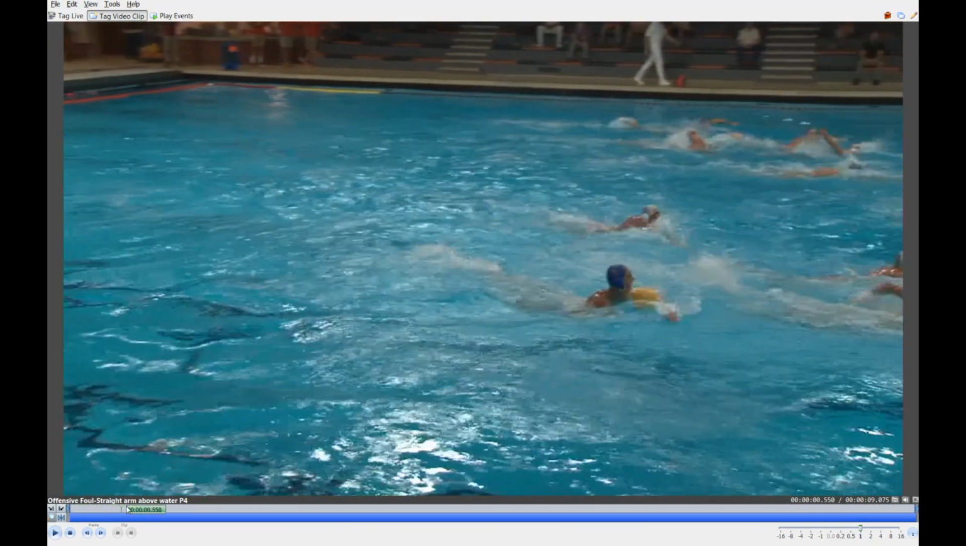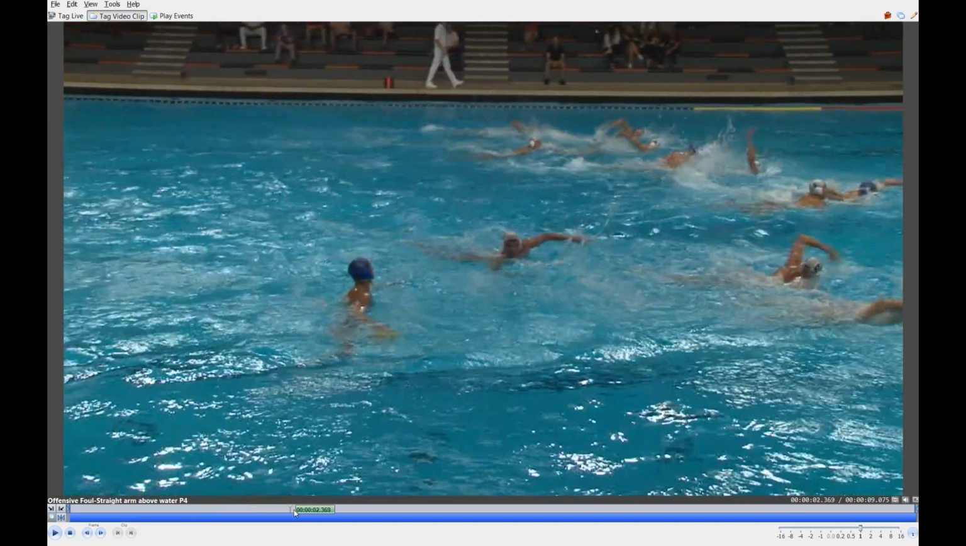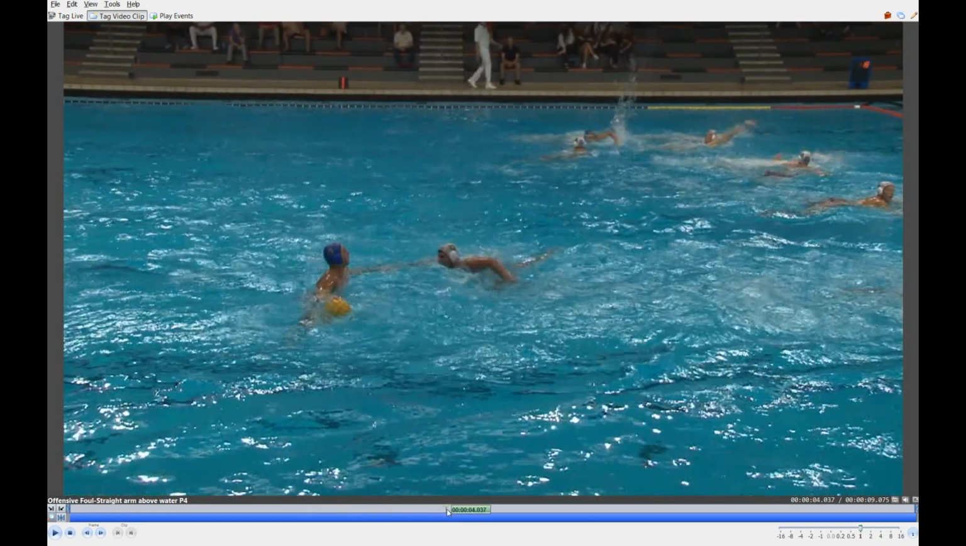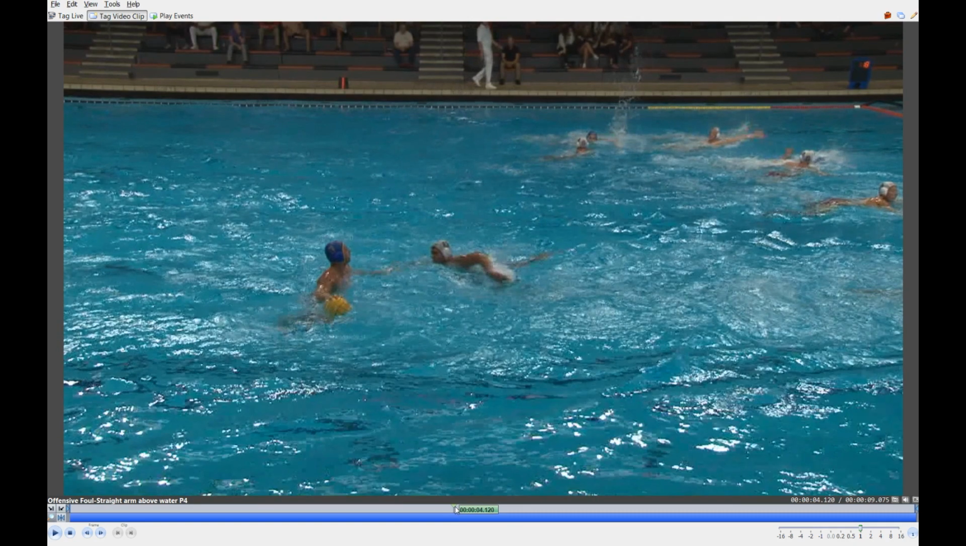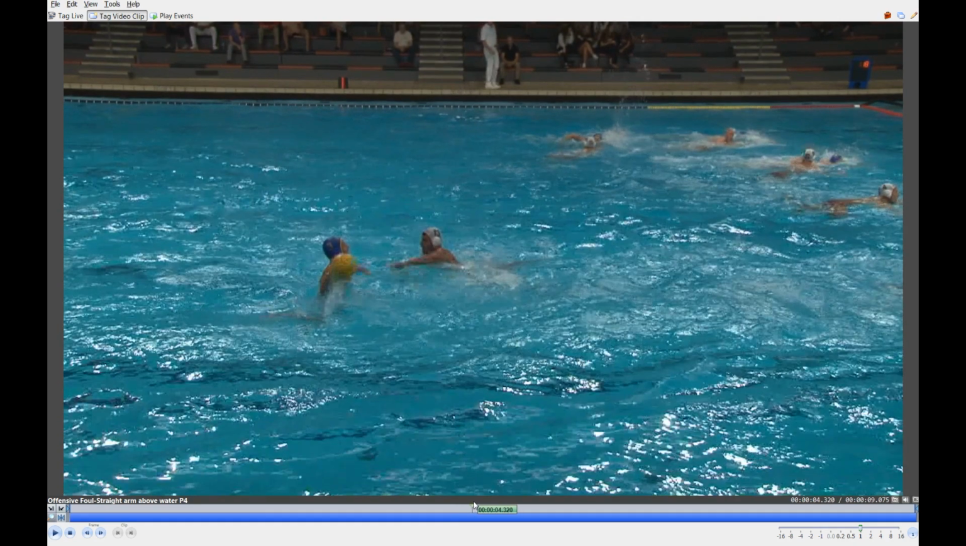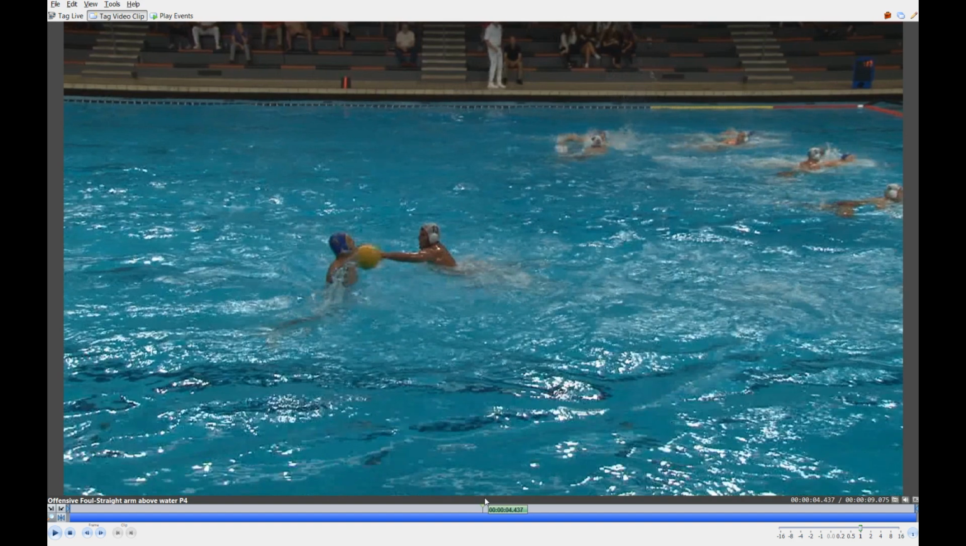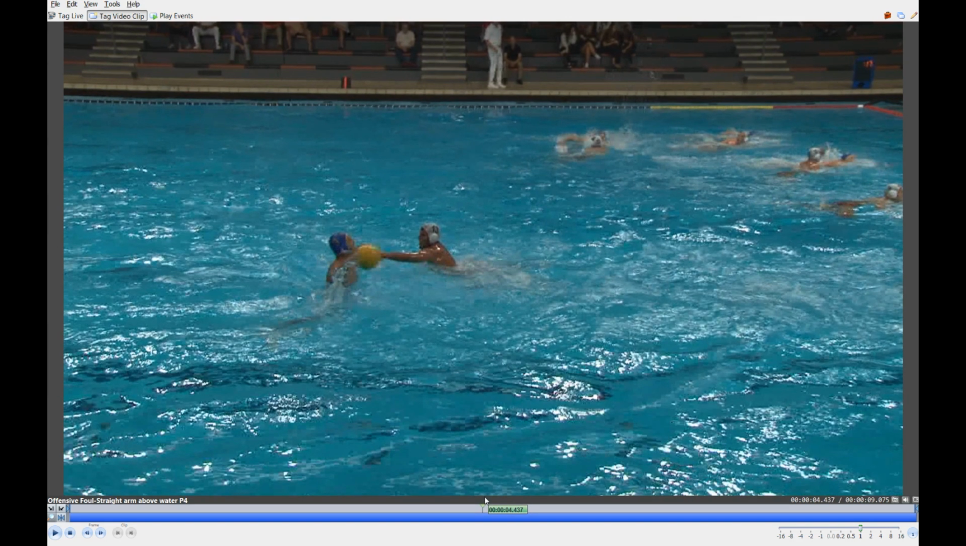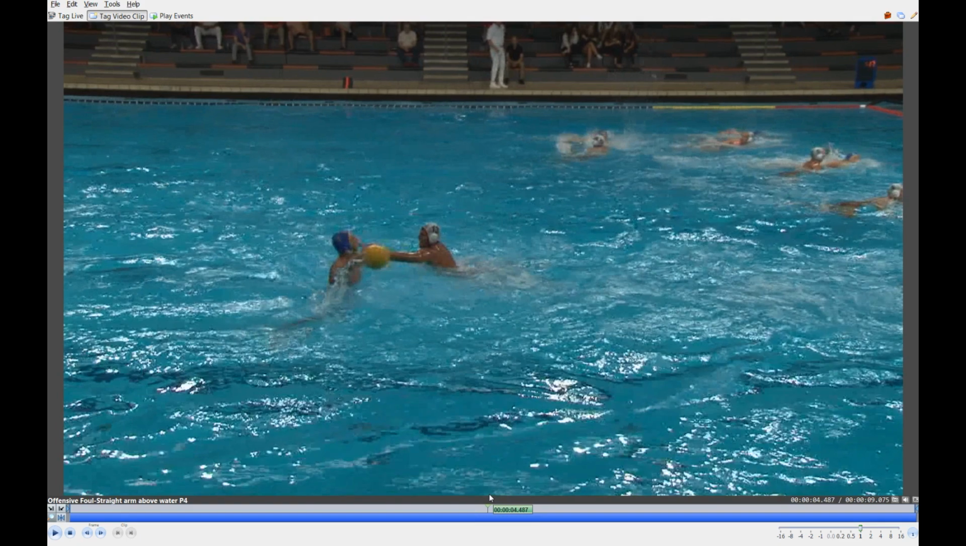This can be very prevalent on the far side of the pool away from the perimeter referee. If it's done underwater, sometimes it's difficult to detect. In this situation, the player wants to hold on to the ball, and by holding on to the ball, it allows the defensive player to attack.